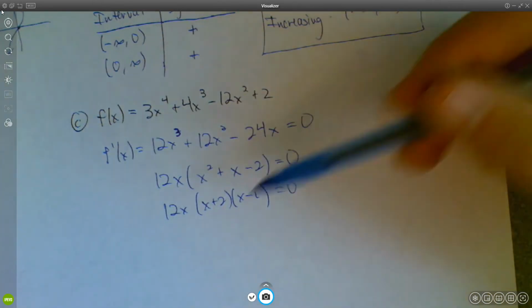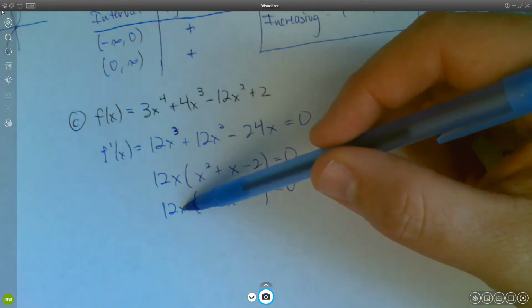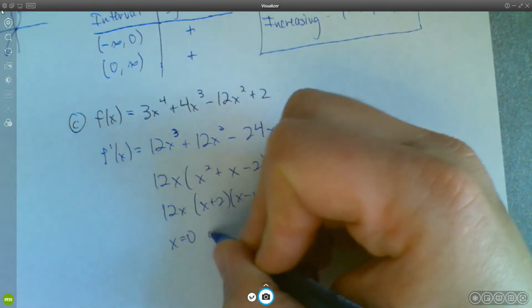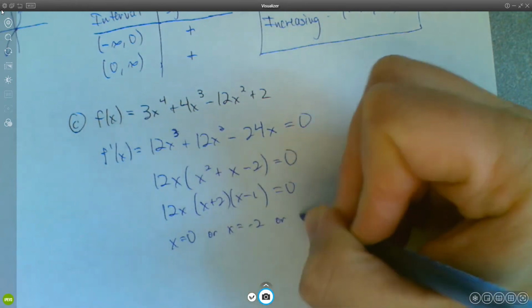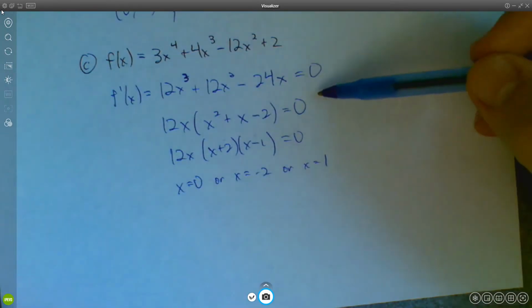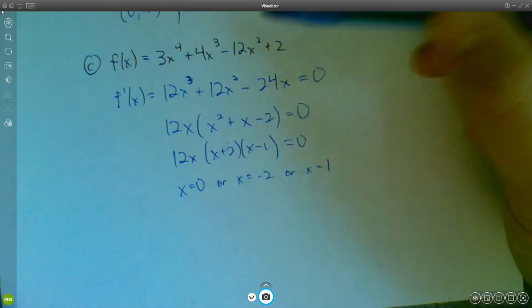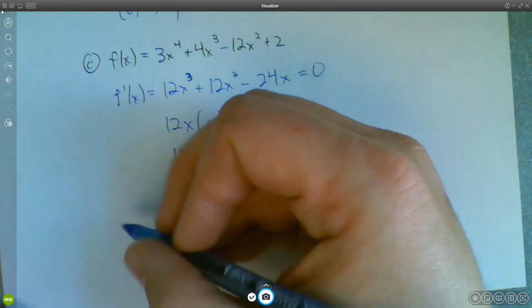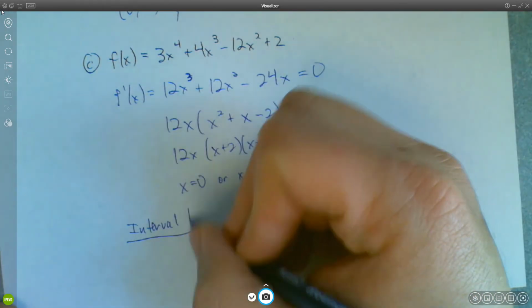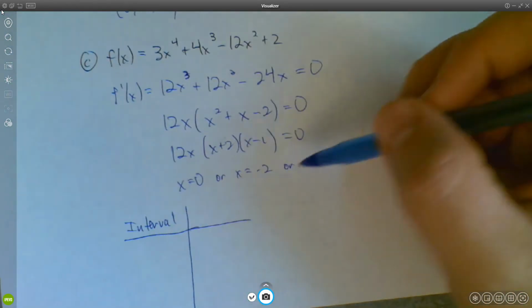So places where this could change from increasing to decreasing would be at 0, at -2, and at 1, right? We get x equals 0, or x equals -2, or x equals 1. So these are the possible places where the derivative could change from positive to negative, and therefore where the original function could change from increasing to decreasing. So let's make our sign chart. This time it'll be a little bit more interesting because we have a lot more places where things could change. So I've got to put these in order.